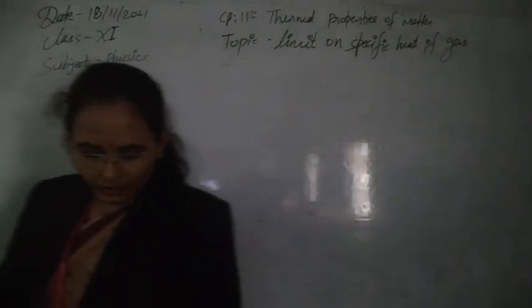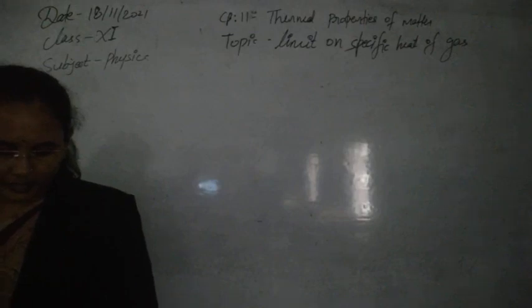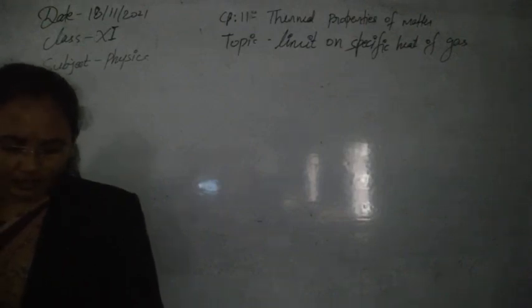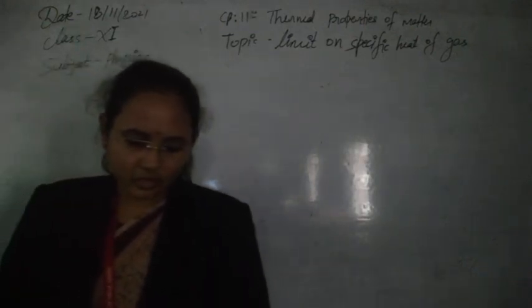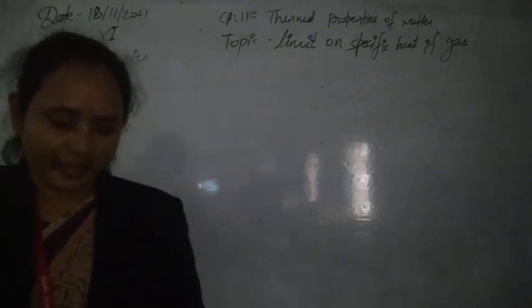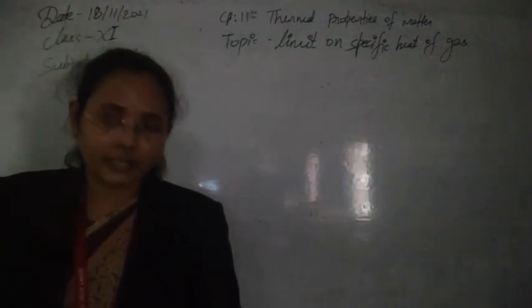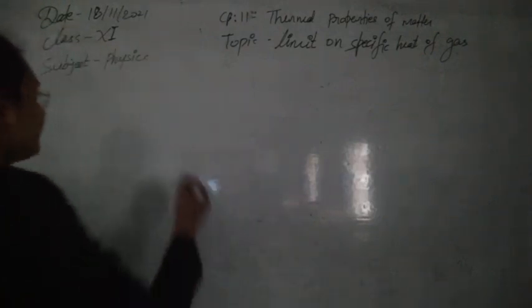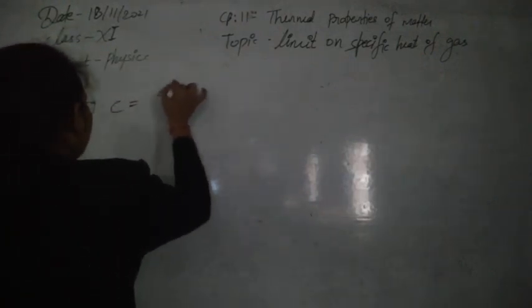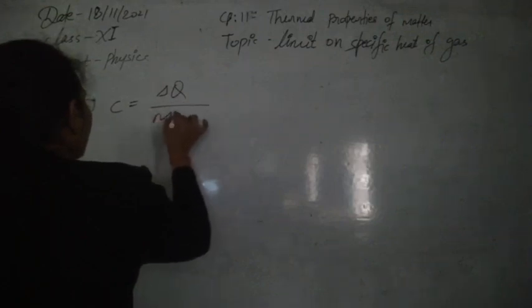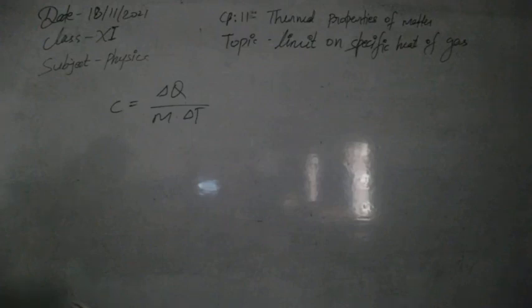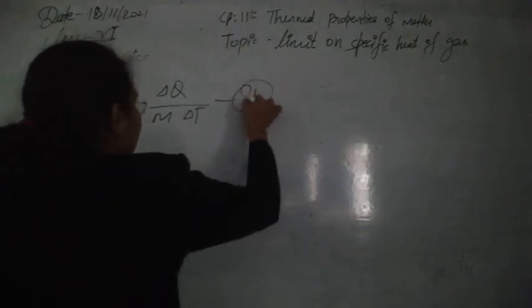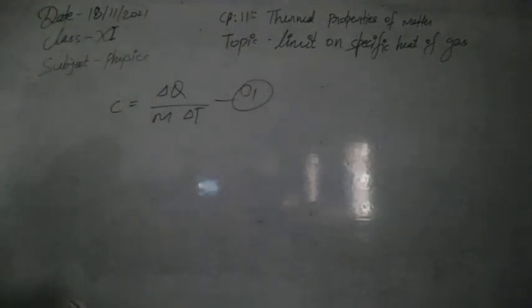If delta Q is the amount of heat required to raise the temperature of mass m of the gas through a small range delta T, then the specific heat of the gas is given by C equals delta Q upon m into delta T. Suppose this is our equation number 1. Now the first one.